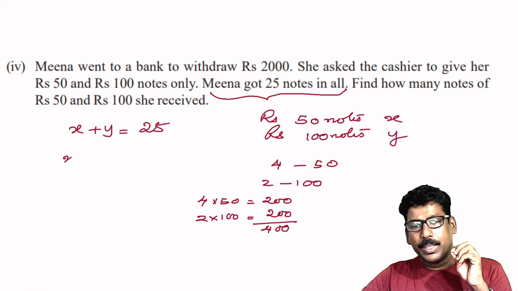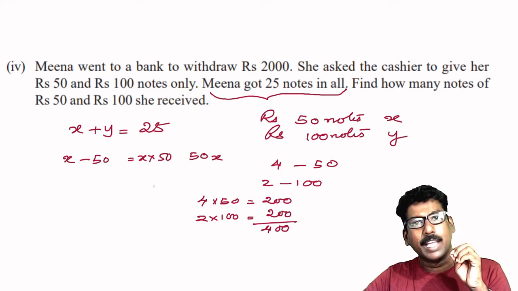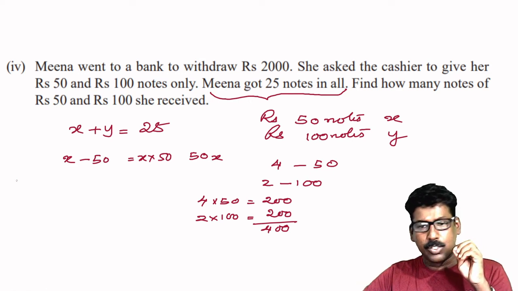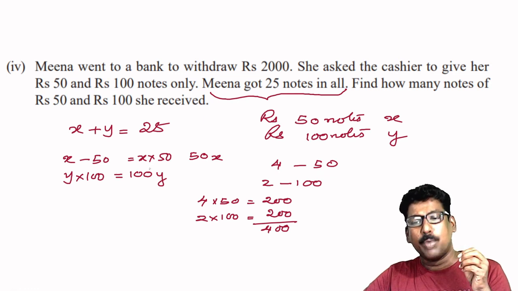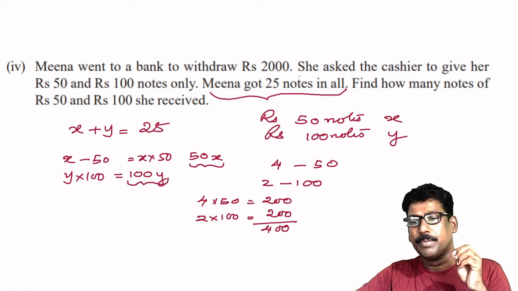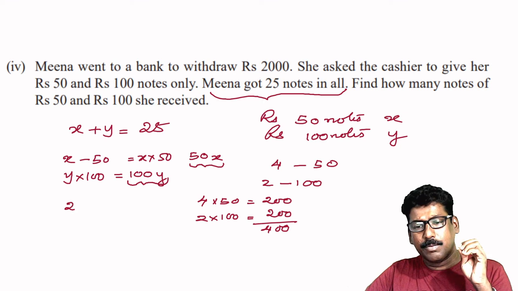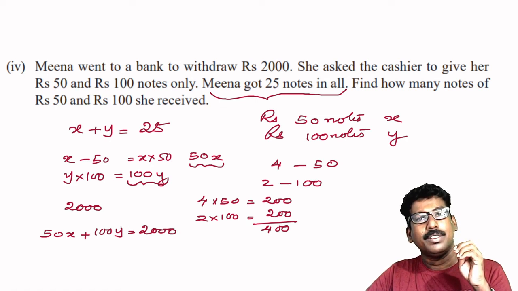Similarly, here x 50 rupee notes means x into 50. The amount will be 50x. Similarly, y 100 rupee notes means y into 100, that is 100y. So the amount from 50 rupee notes is 50x. The amount from 100 rupee notes is 100y. But it is given that the total is 2000 rupees. That means 50x plus 100y is equal to 2000. This will be the second equation.